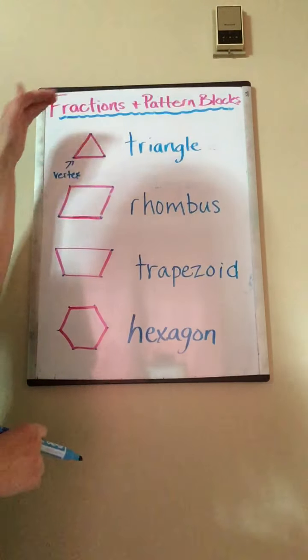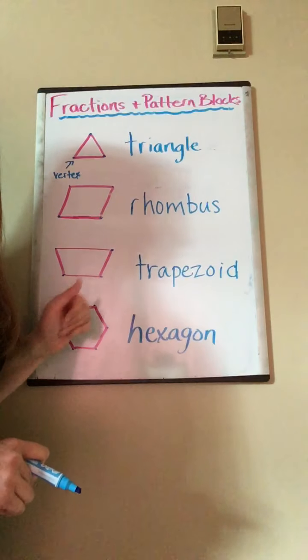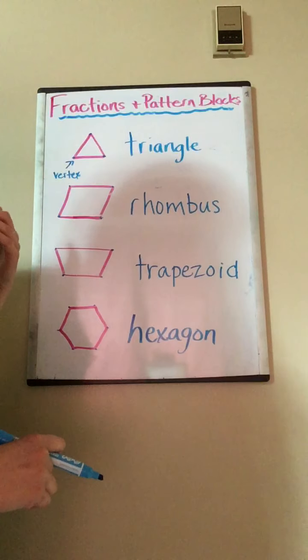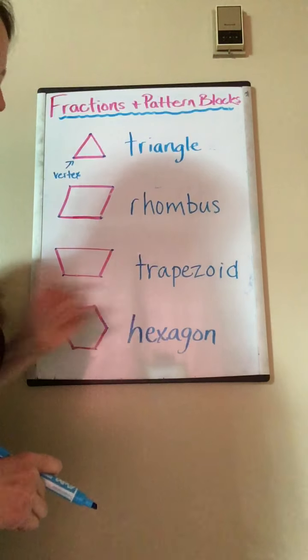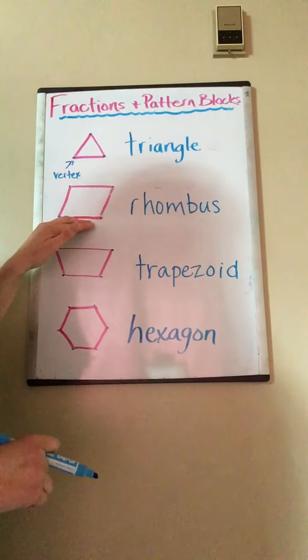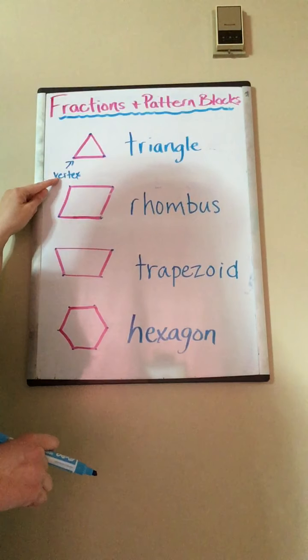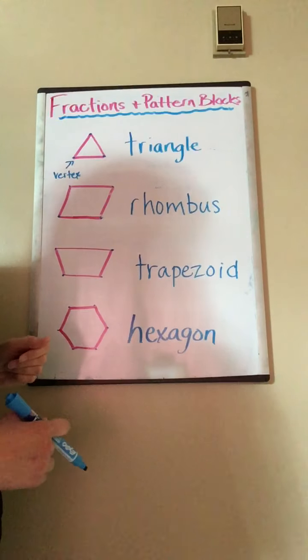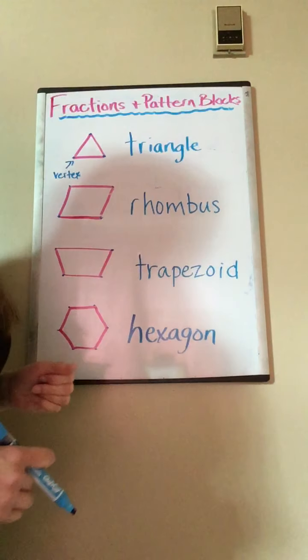Okay, so that's a review for you, just so that you're familiar with the shapes that we're going to be using today in our fractions lesson. So you'll need to know words like triangle, rhombus, trapezoid, hexagon. You'll need to know words like sides. You'll need to understand the word vertex being a corner and vertices being many corners. And I think those are the main points.